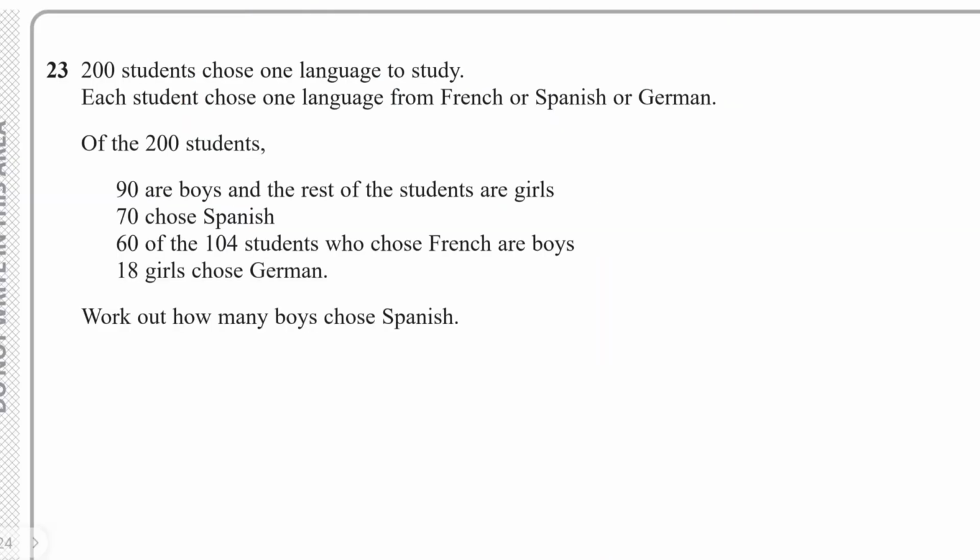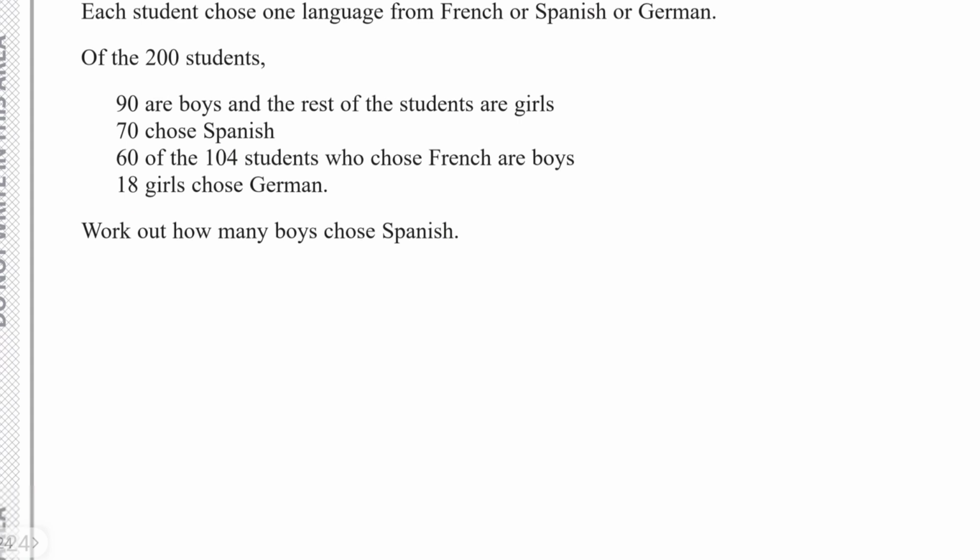Question 23. 200 students choose one language to study, and each student chooses one language from French, Spanish, or German. Of the 200 students, 90 are boys and the rest of the students are girls. 70 choose Spanish. 60 of the 104 students who choose French are boys. 18 girls choose German. Work out how many boys choose Spanish.